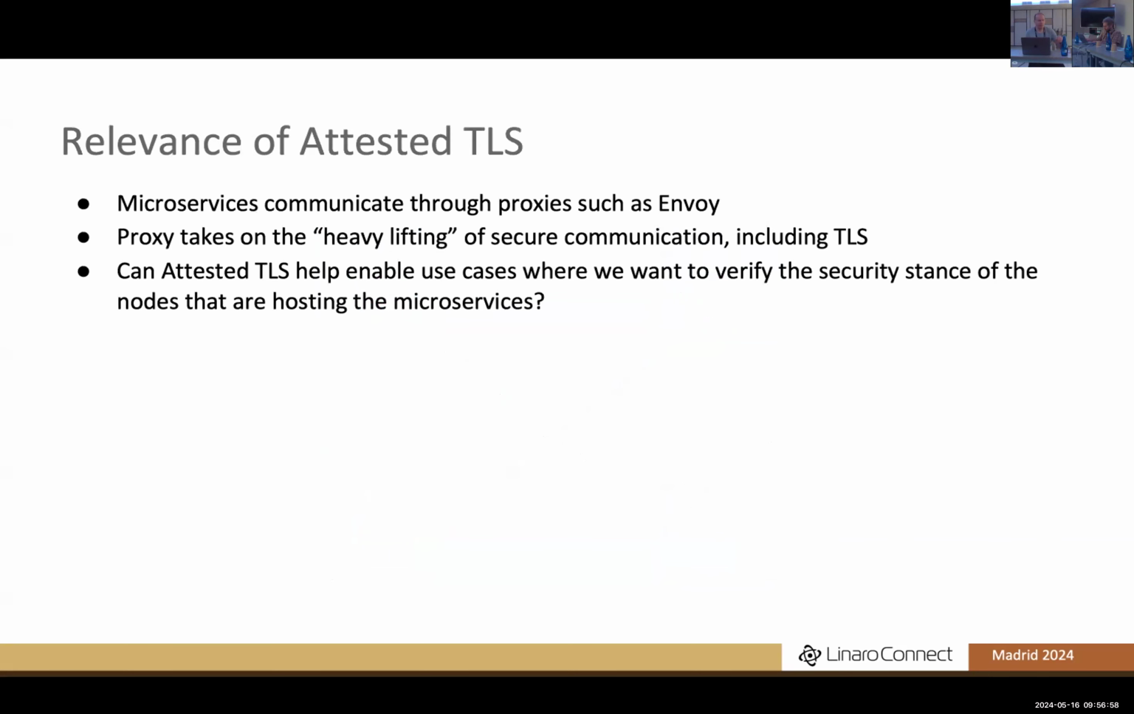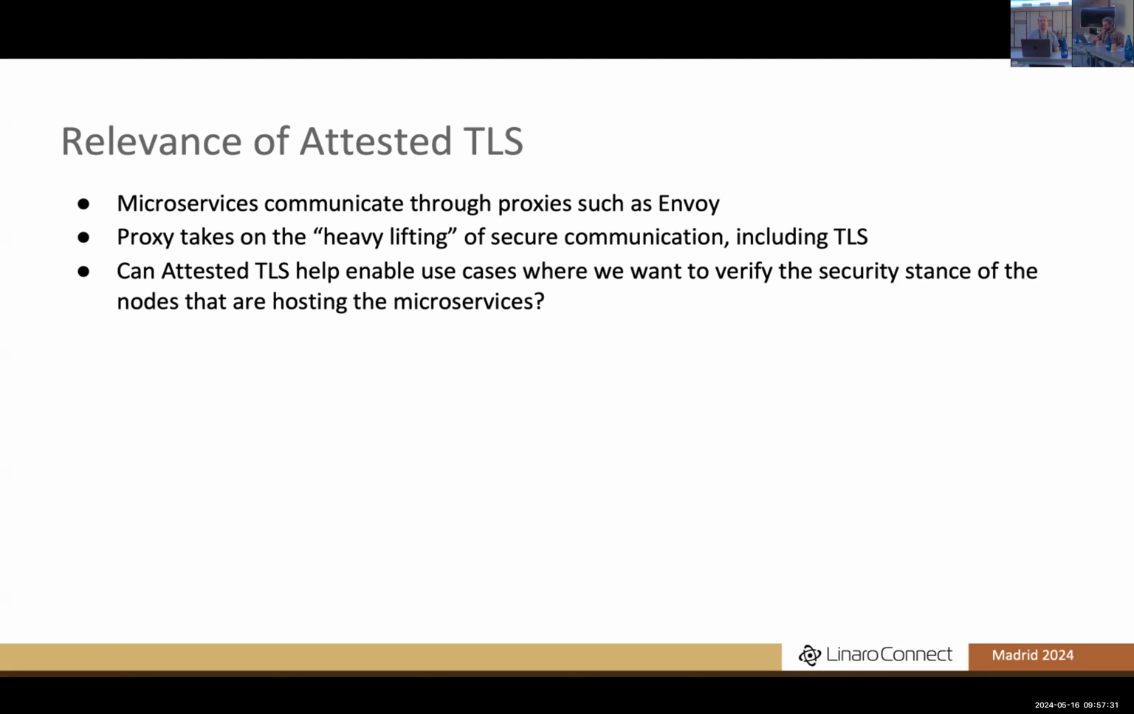So why is this relevant to Attested TLS? Well, if you're using microservices and those microservices are communicating through proxies like Envoy, then the proxy is taking on all of the heavy lifting of secure communication, which means it is the proxy that is doing the TLS. So the question was, can Attested TLS help us enable use cases where we want to verify the security posture of the nodes that are hosting these microservices?